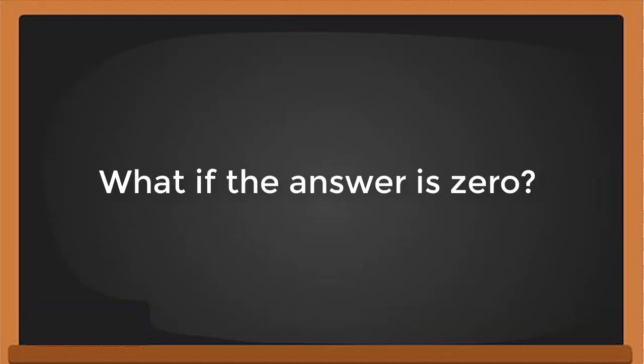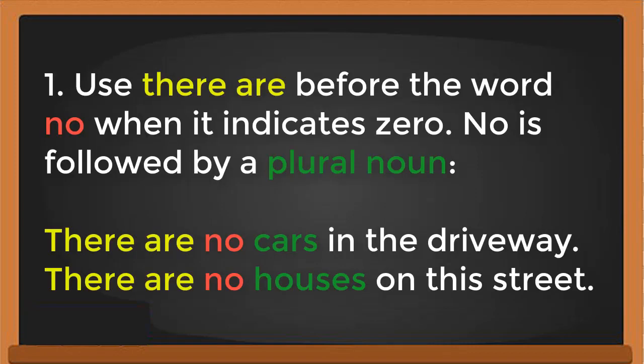Now what if the answer is 0? What if the noun is not there? Okay, how to answer? Now there are 2 ways to answer that. Number 1 is with the word "no." Use "there are" before the word "no" when it indicates 0. Okay, and then "no" is followed by a plural noun.